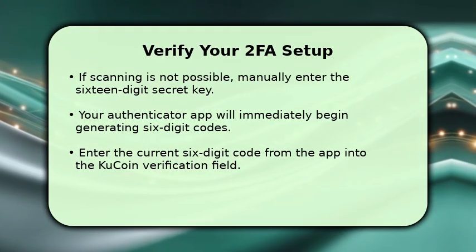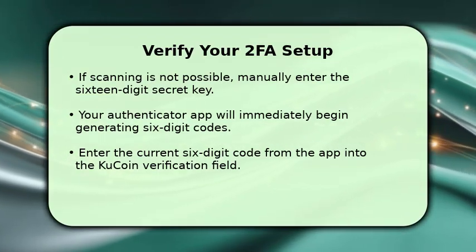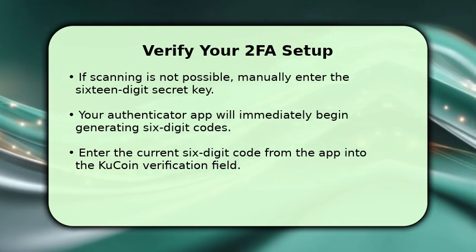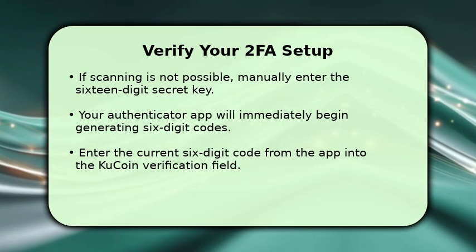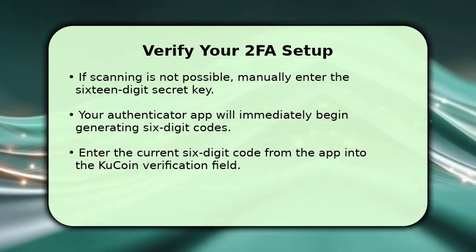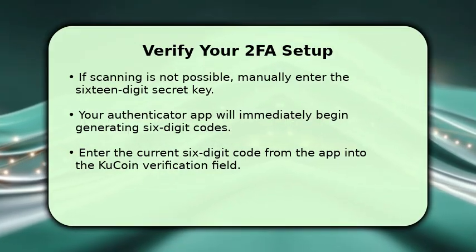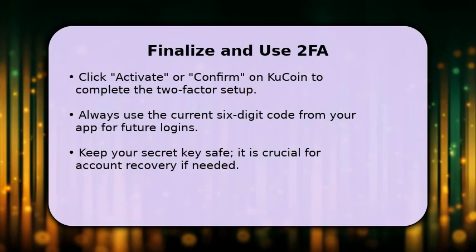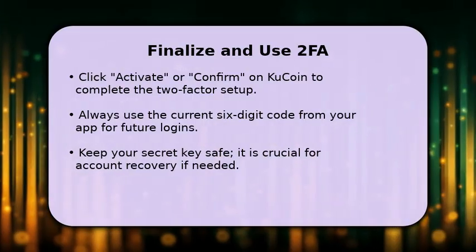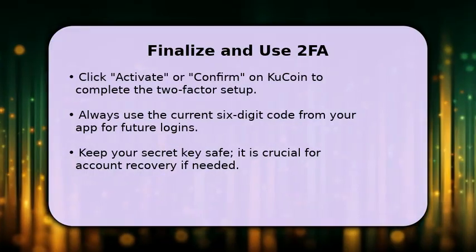Once added, your Authenticator app will instantly start generating new 6-digit verification codes every 30 seconds. Return to the KuCoin page and enter the current 6-digit code displayed in your Authenticator app into the designated verification box. This confirms the successful linkage between your account and the Authenticator. Finally, click the Activate or Confirm button on the KuCoin platform to finalize the two-factor authentication setup.